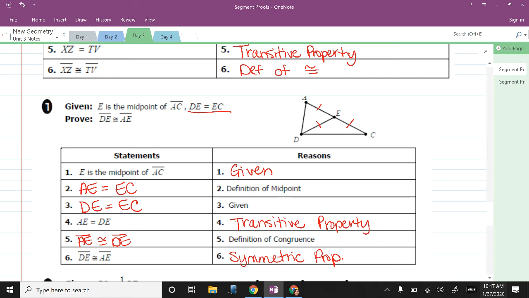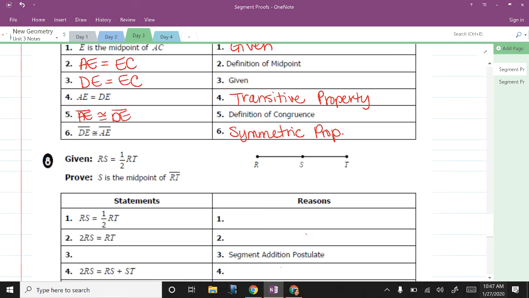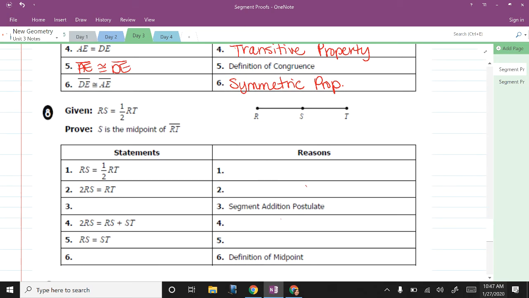We're going to do number 8 and number 9. RS equals 1/2 RT. We're proving that S is the midpoint of RT. So, my first reason is what? It's the given. They tell me RS equals 1/2 RT, and that's all they give me for the given, so that's what I'm going on. I don't have to go back and fill in any more givens because that's all they gave me in the given. Y'all see that?